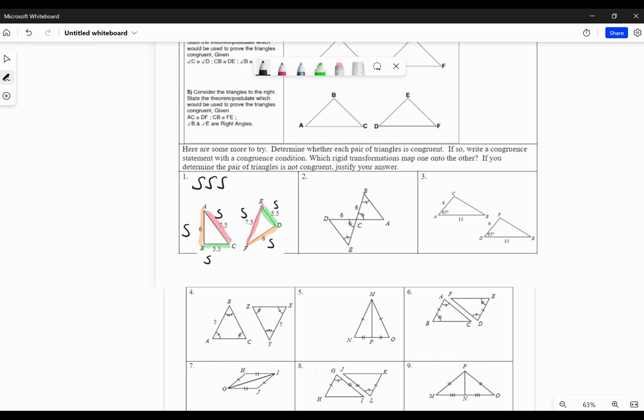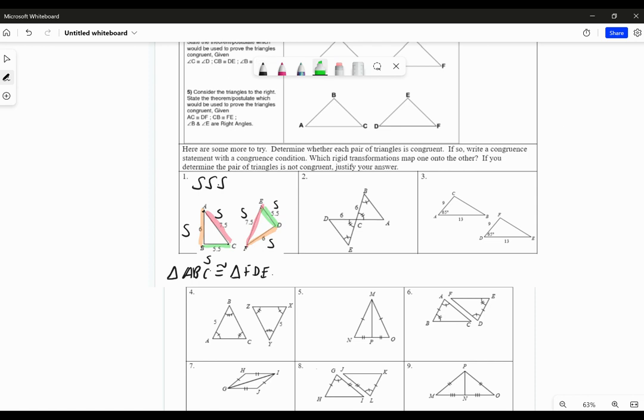Now I've got to write the congruence statement. So I'm going to say that triangle, I'll start with A, B, C. Remember, I can start with any 3 letters I want, but the next 3 letters have to correspond. Is congruent to, well, if this A here corresponds with F, D corresponds with B, and E corresponds with C. Now, if you can't see that right off the bat, use that fantastic stuff called patty paper to match up the vertices. So there's my congruence condition. There's my congruence statement. All right, let's do the next one together.